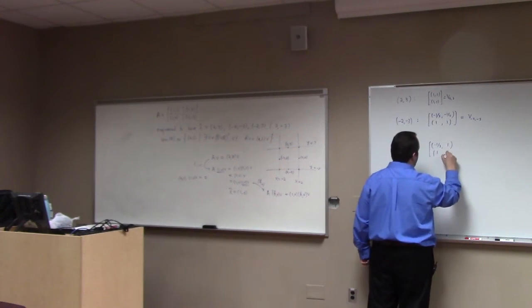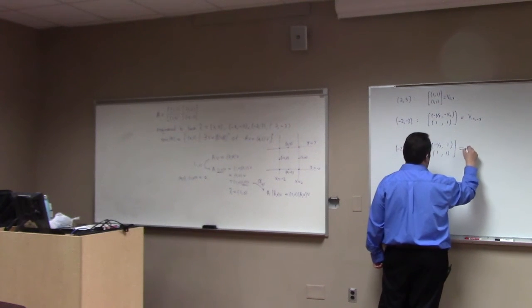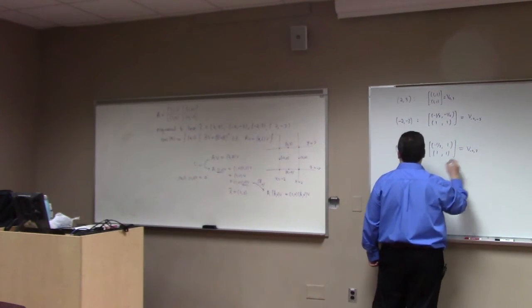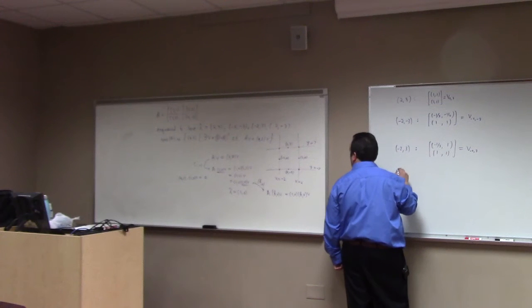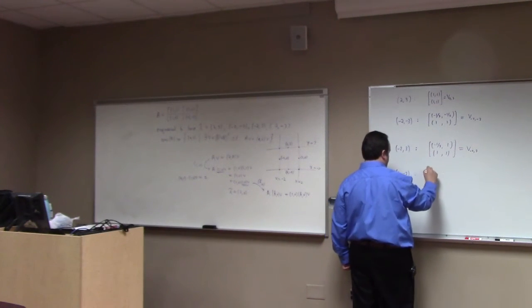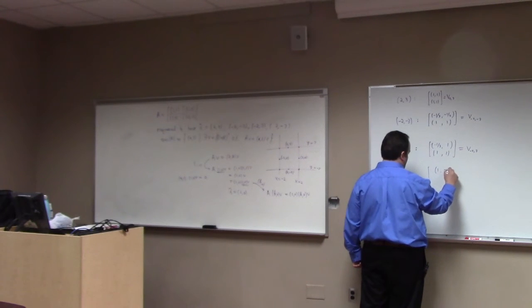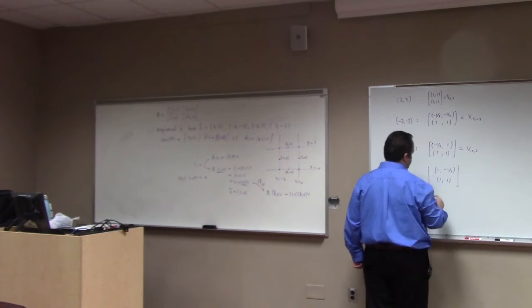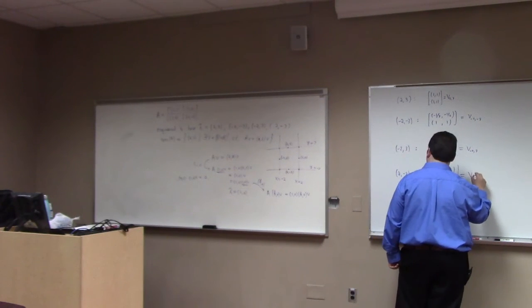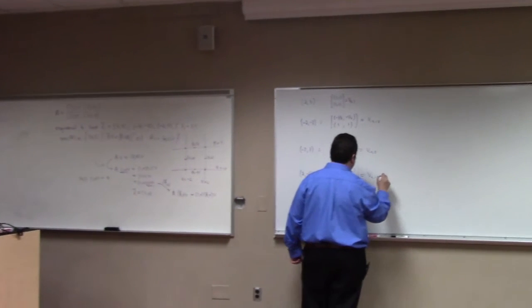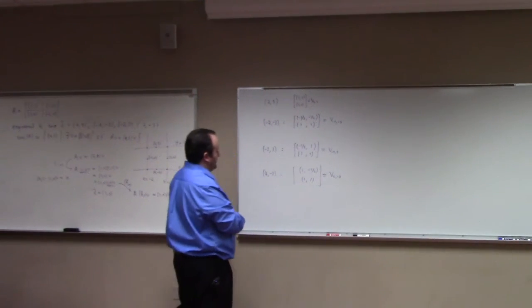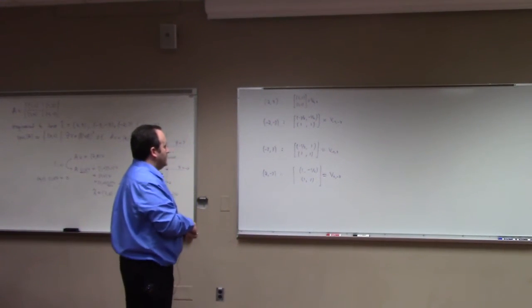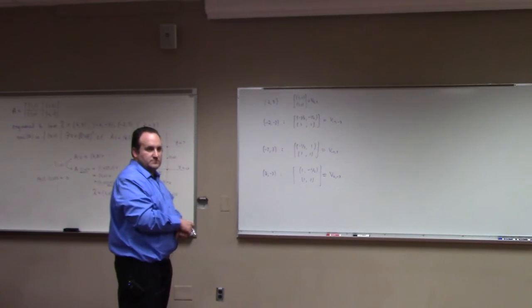One, 1. And what was the eigenvector for 2 minus 3? So these are our eigenvectors, yeah?